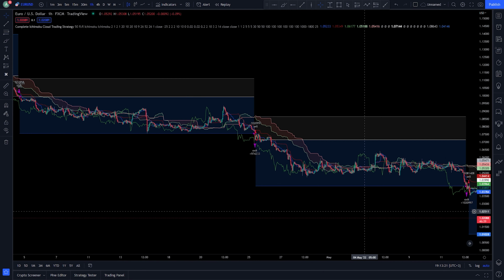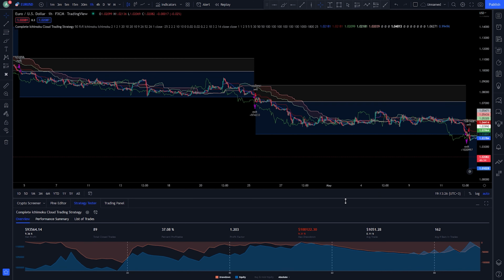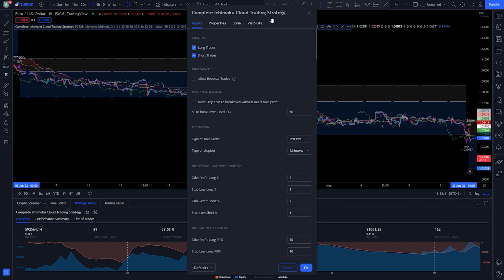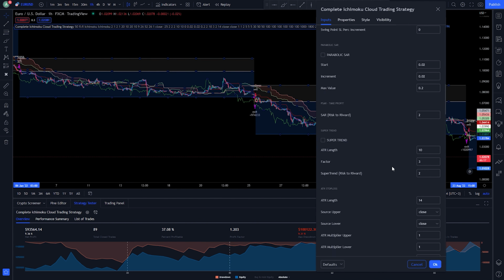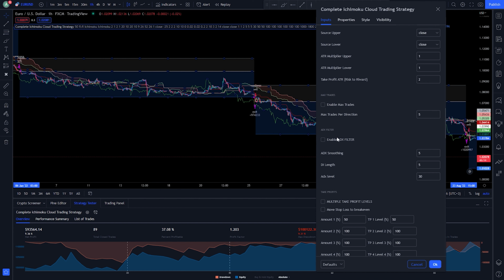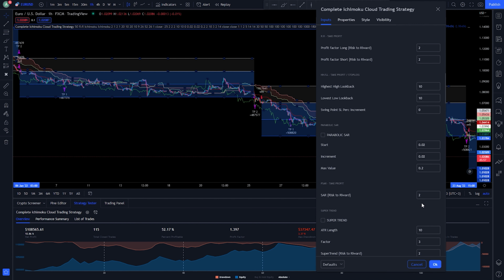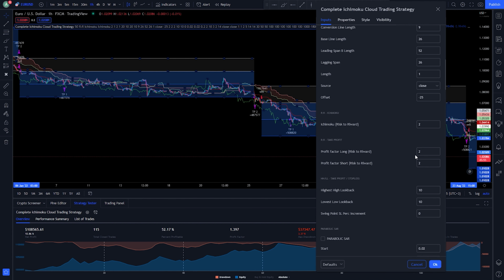Let's see the result. As we can see, the win rate is 37% with 89 trades at a risk to reward ratio of 1:2. But we'll change some settings to make this more profitable. And there are many options here that you can try to make this strategy more profitable.